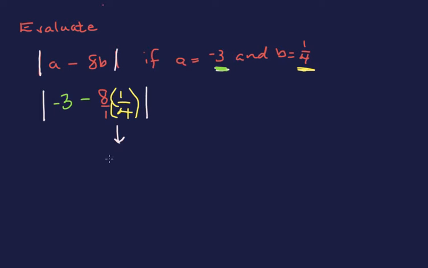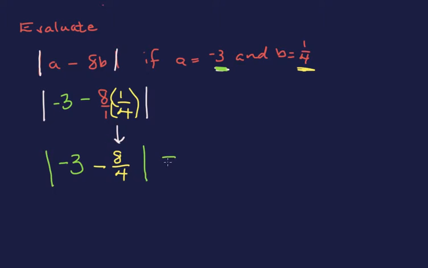8 times 1 is just 8. And then multiply the denominators. That's how we multiply with fractions, by the way. 1 times 4 is 4. And I apologize that 8 is not very pretty. And we're going to go backward and then just bring down that -3, right? Well, sorry about the colors.